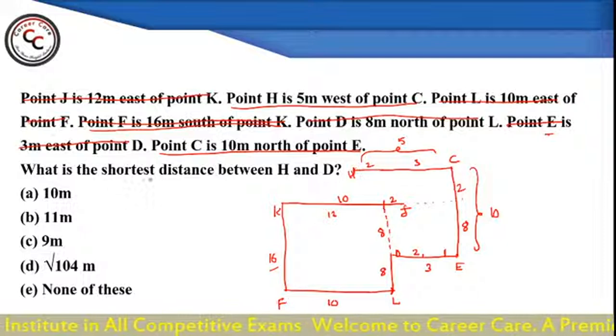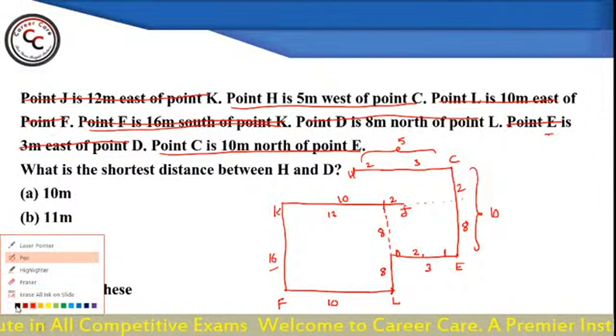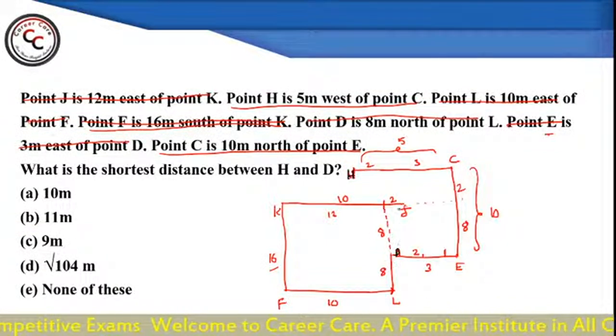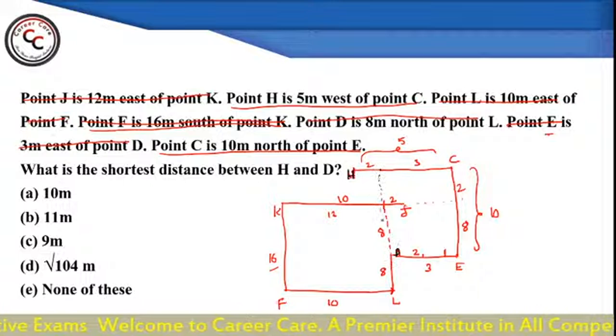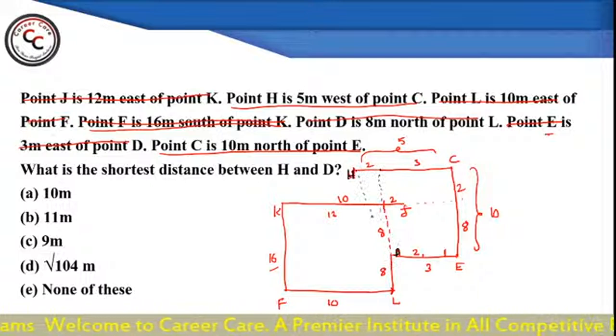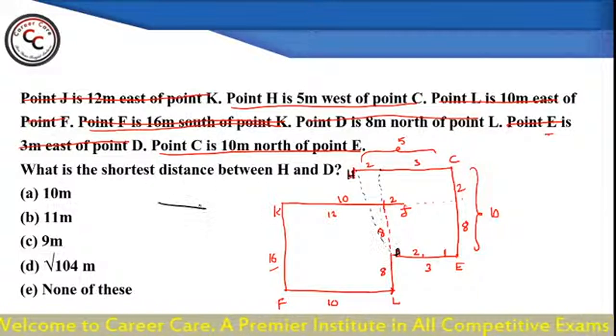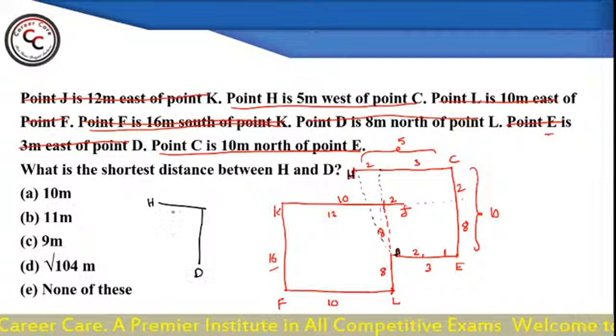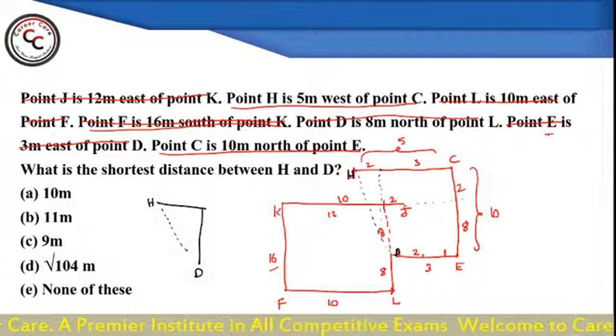Now look at the question. What is the question he is asking? What is the shortest distance between H and D? See, H is here, D is here. So here we want the distance between H and D, specifically the shortest distance. So H, D. So this is what the shortest distance is.